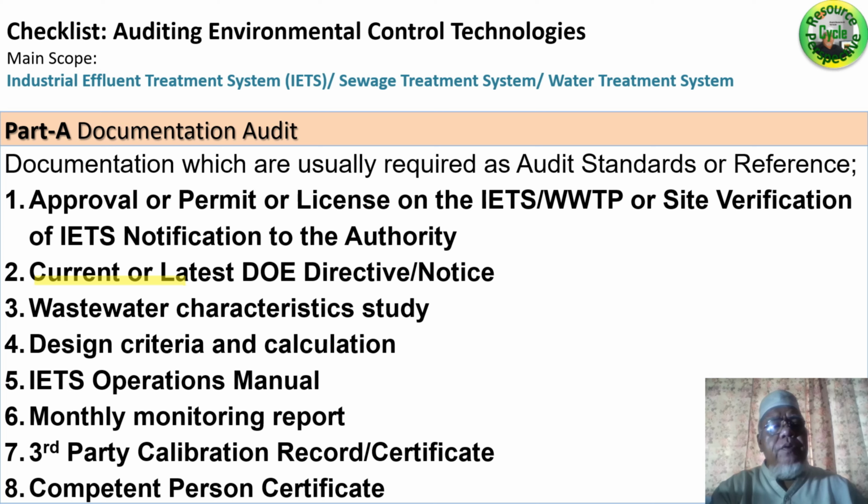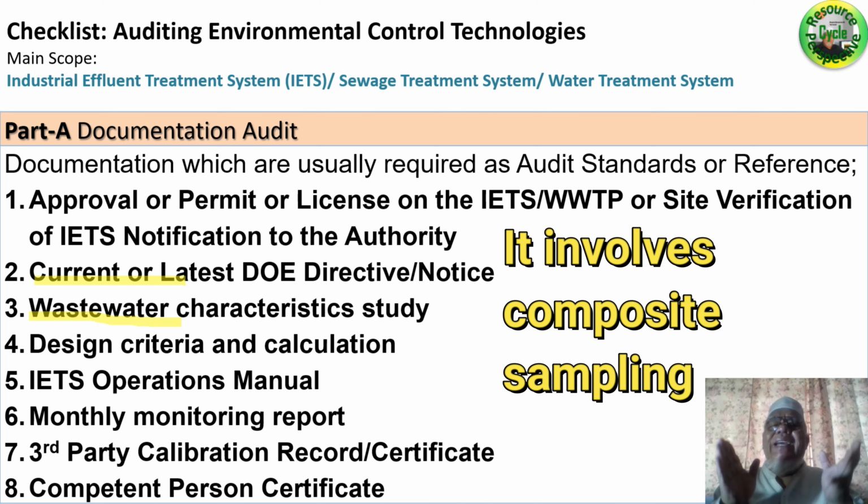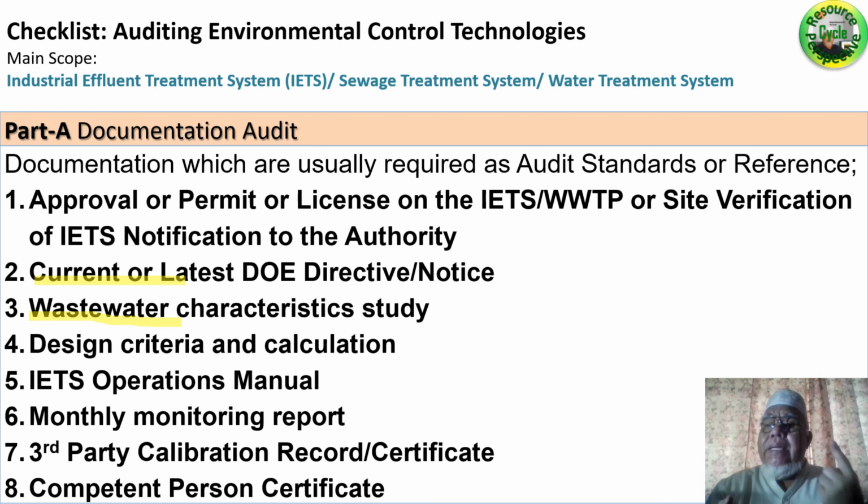Okay, let's look at number 3. Wastewater characteristics study report will tell us about the raw effluent, its origin, its nature, and its composition. Why do auditors need to know this? Because of the next document that we are going to look at, the IETS design criteria and calculation. Catchable? So how is number 3 and number 4 related? What auditors should look for?